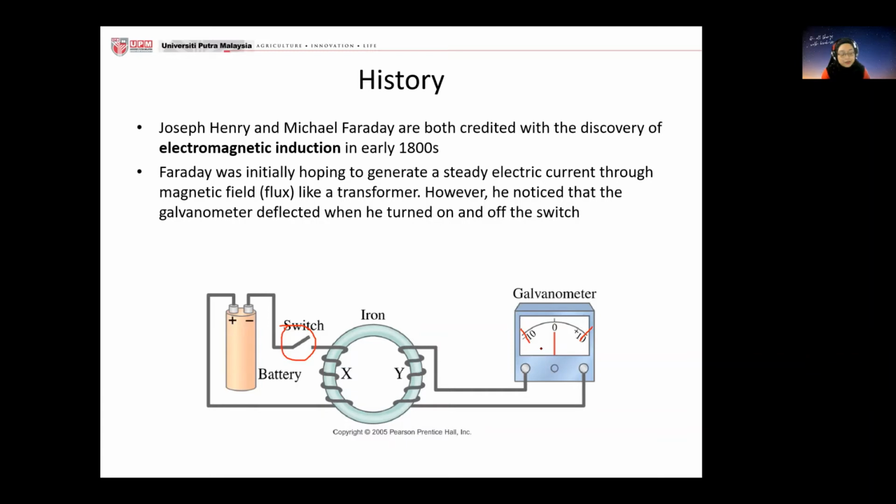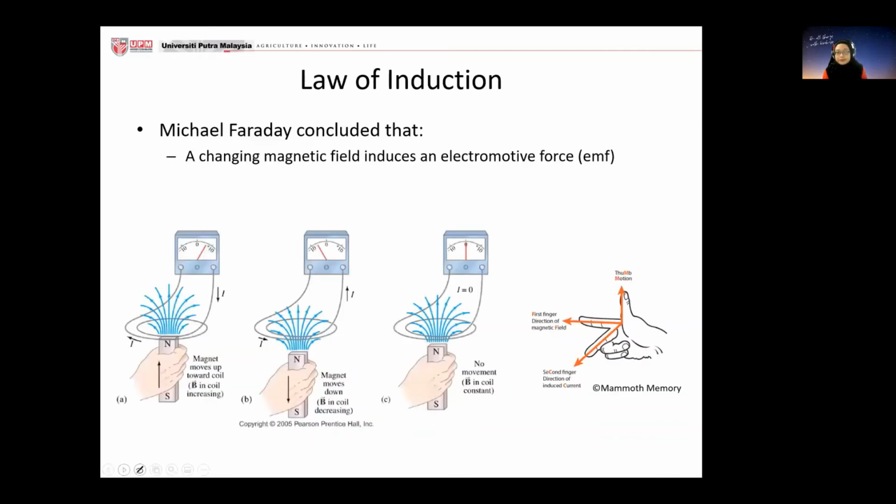So he was very, very interested, because back then, the only source of current that you could have was a battery, and it only uses a chemical reaction. It's not an electrical sort of reaction, it's a chemical one. After his study, he concluded that a changing magnetic field induces an electromotive force.